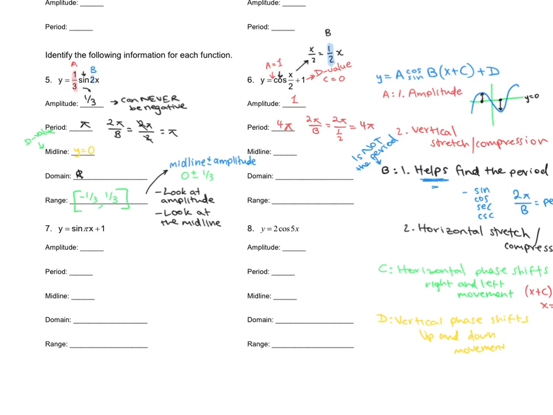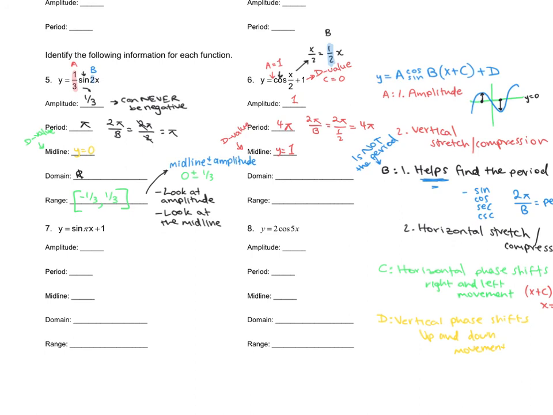And then remember the midline is our d value. So our d value is the midline. So it is y is equal to 1, because our d value was 1. And remember, the midline can be negative, so there's no restrictions on negative. Only the amplitude can't be negative. So the midline in this case is 1.